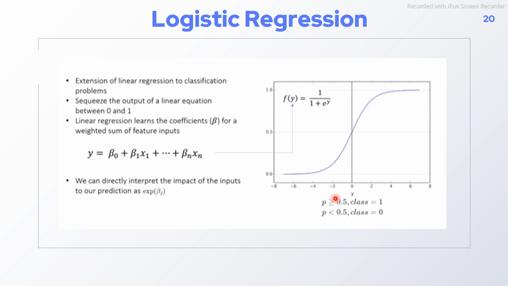If the value of p is greater than 0.5, then it will be class 1, let's say churn. If the value is less than 0.5, then the class would be 0, that is, not churn. That is why the classification happens. For that you require the sigmoid function, because when you apply it, it gives you a result between 0 and 1. If the threshold is 0.5 and you are getting 0.55, you will put it in class 1. If you are getting 0.49, obviously you will put it in class 0.